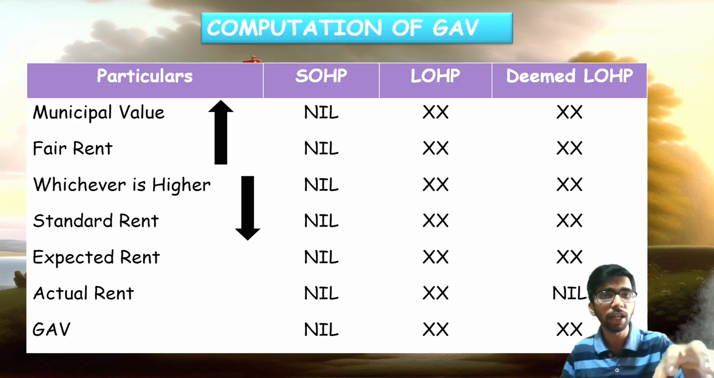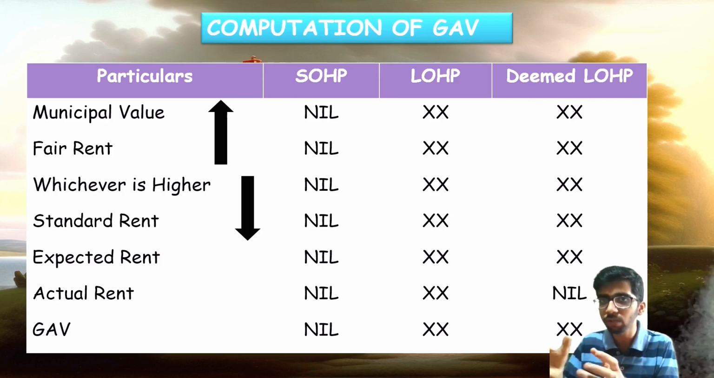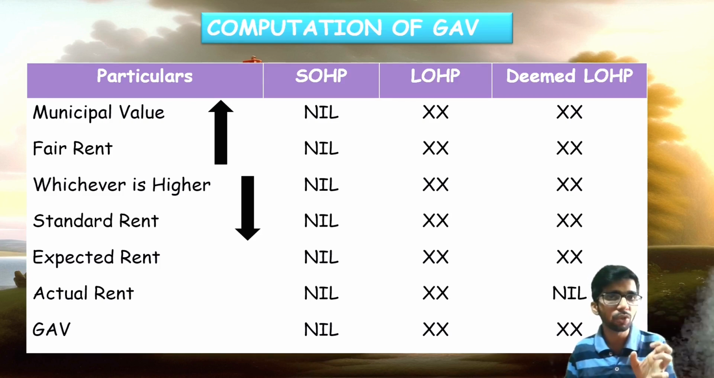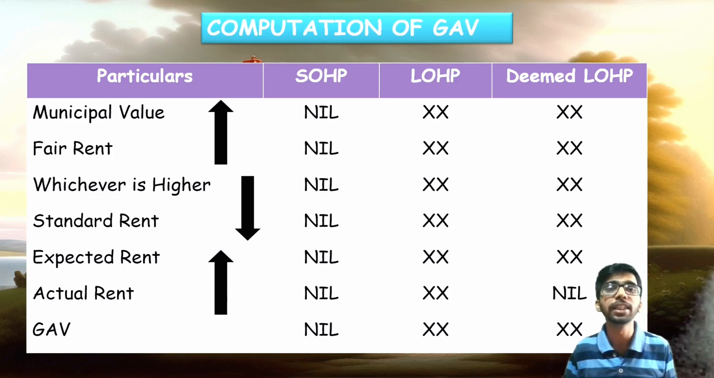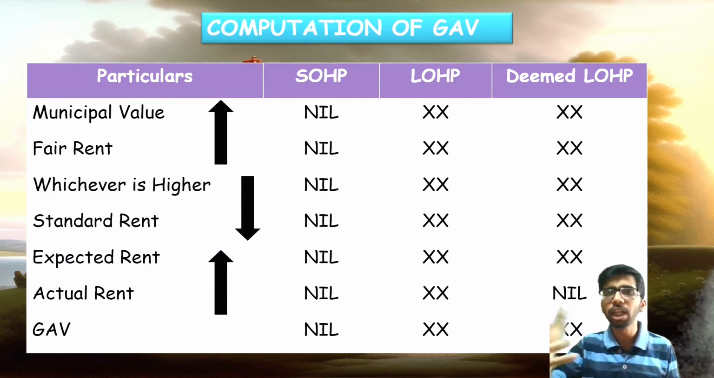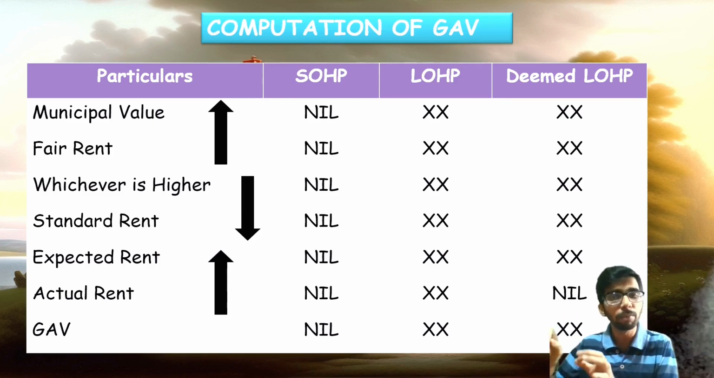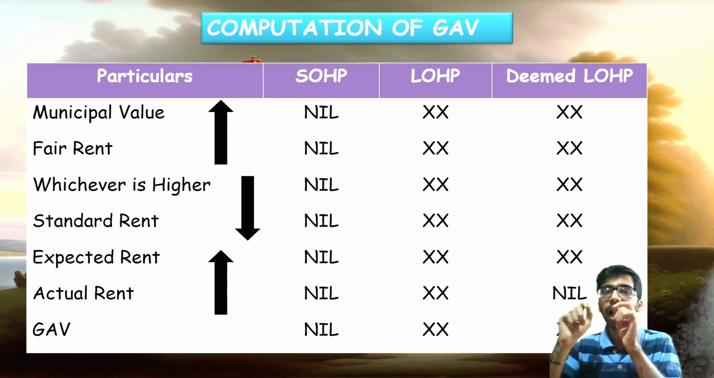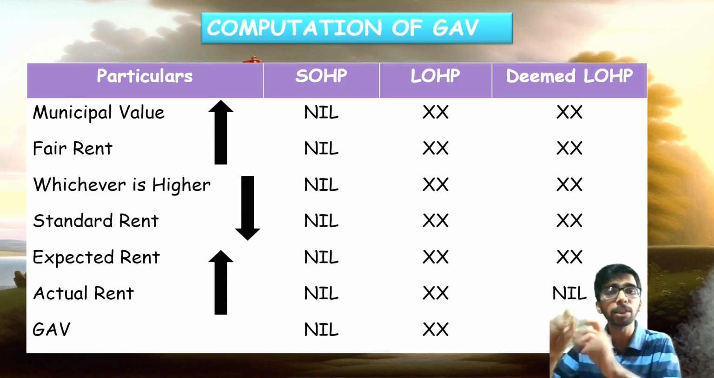Next, that expected rent should be compared with the actual rent received. It is always nil for SOHP, and hence we are only discussing the LOHP and deemed LOHP. Expected rent or actual rent, whichever is higher, is called GAV. But deemed LOHP is only a self-occupied house property. You are not going to receive any income, and hence actual rent will be nil in case of deemed LOHP, and GAV will always be the expected rent.